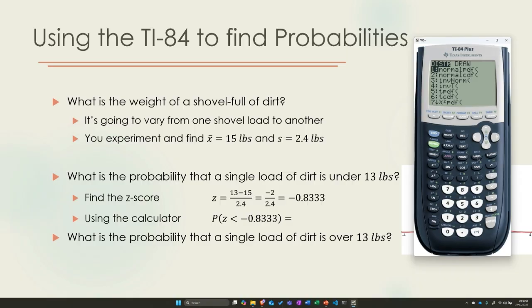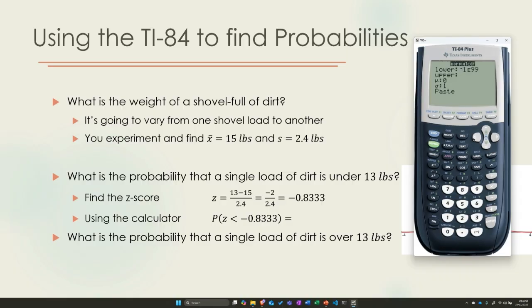Normal PDF will give you the value of the density function. In this class, that's fairly useless. That's for more advanced statistics. So we're not going to worry about that first option. But the second option, the normal CDF, is the normal cumulative density function. We're going to add that density together, which means this is going to give us the area. So this is the option we want.